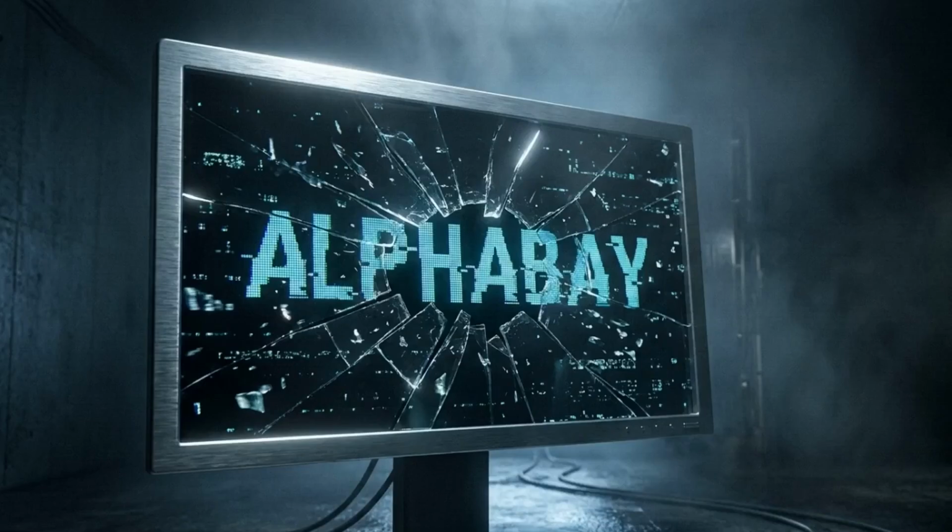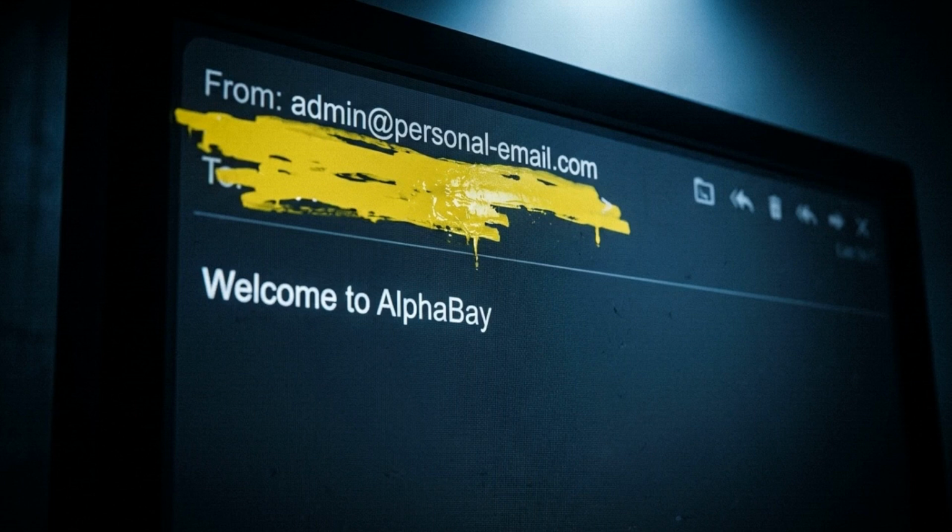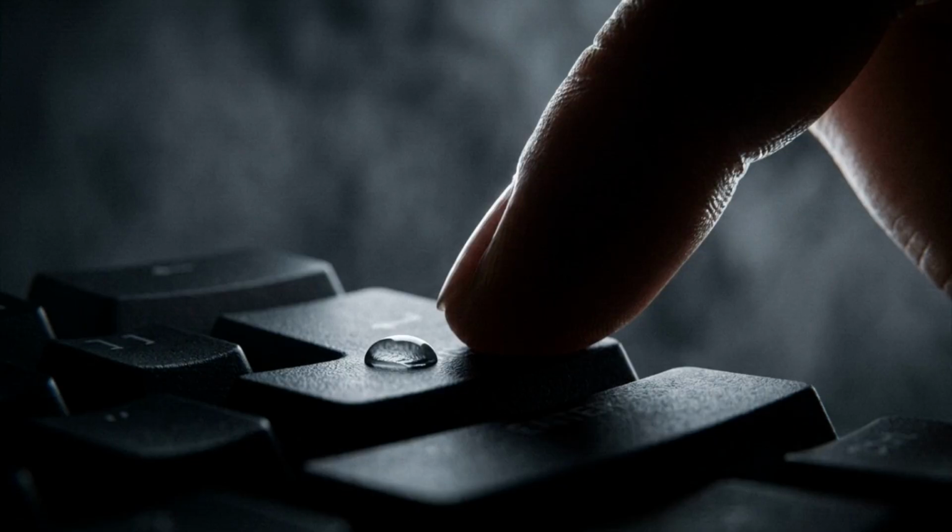Later, the massive AlphaBay marketplace collapsed because its administrator made a similar unforced error. He accidentally broadcasted his personal email address in the automated welcome messages sent to new users. Impenetrable encryption offers zero protection if the person running the server makes one permanent mistake.